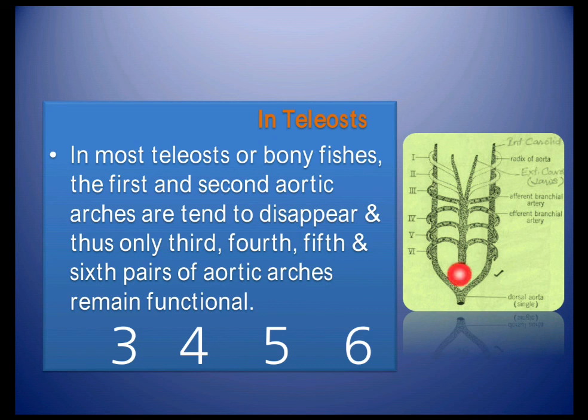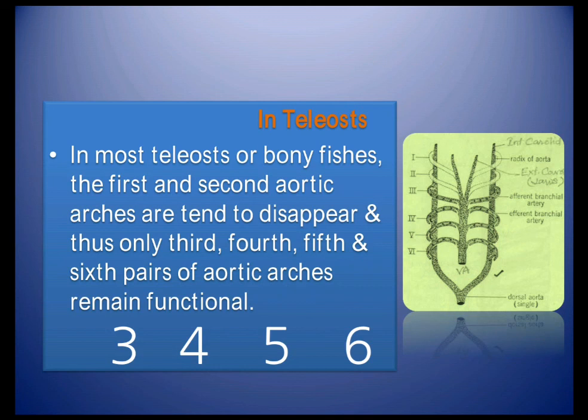The heart is present over here. This is the ventral aorta. From the ventral aorta, you will have the afferent branchioles which are going into the gills, and efferent branchioles will leave the gill and the blood will be flowing into the dorsal aorta. After coming back to some distance, both will be joining together to form a single dorsal aorta in the case of bony fishes. So here we don't have the first and the second aortic arch.